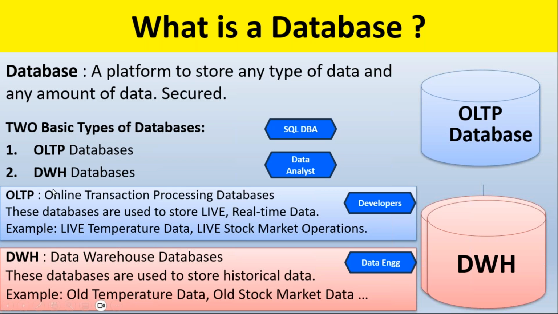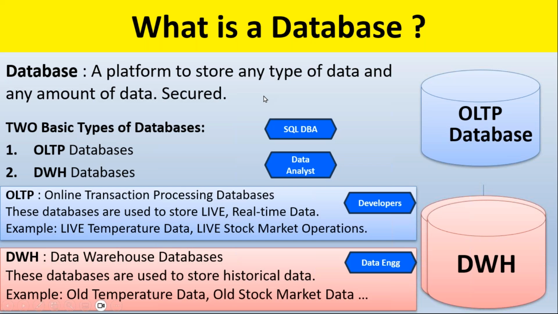Two types of database: OLTP, the one that we are going to install today. What is it? OLTP, online transaction processing database. It is a database to store live real-time data. Remember, a database to store live real-time data, OLTP. Remember this.